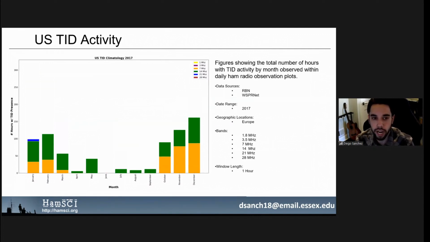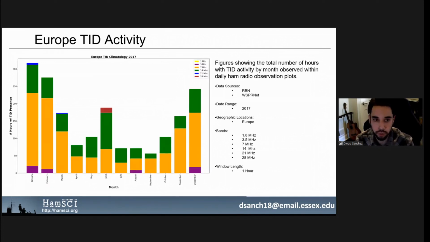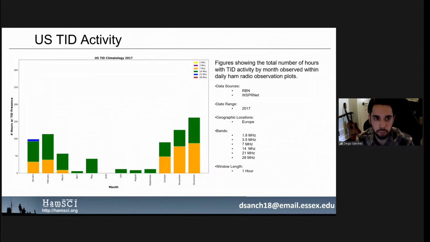There was a pronounced rise in activity for the month of June for Europe, and around May for the US. Currently I don't really know what's causing that spike. We're looking potentially at sporadic E as a possible cause for this, but as of right now, not really sure.